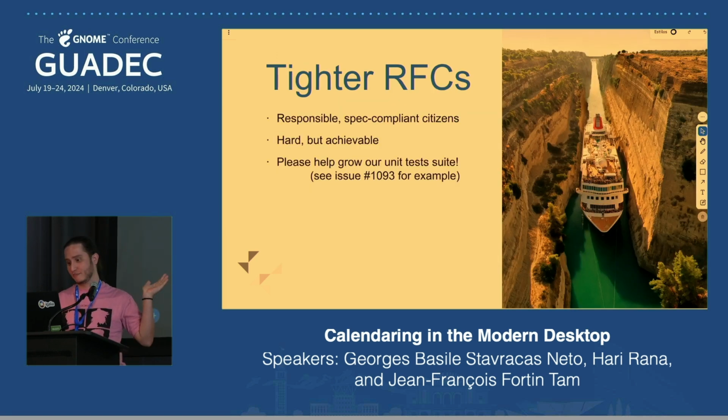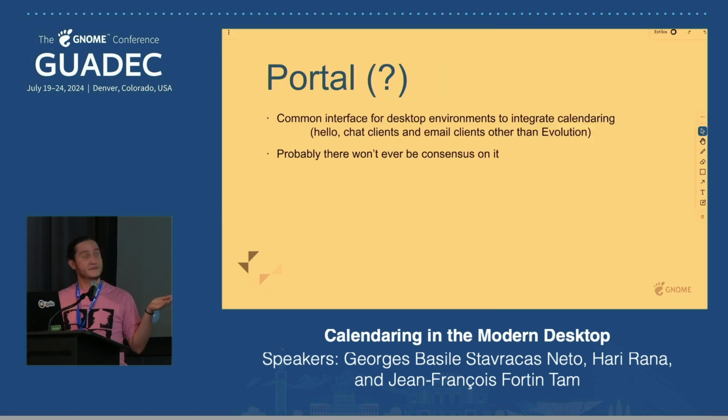We want to get to the point where we are RFC compliant. It's super difficult. There have been talks about doing a calendaring and general portal for this kind of stuff. It's probably never going to happen because we cannot ever agree on what is an event and how they should be represented and all the kind of stuff. But we can dream, right?